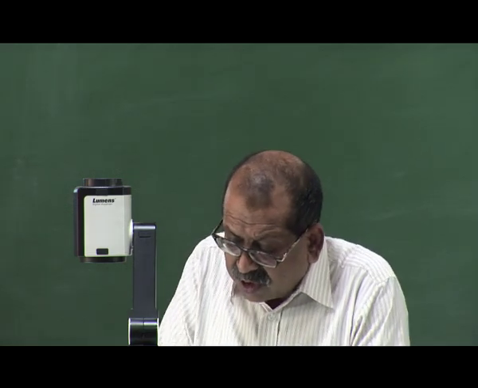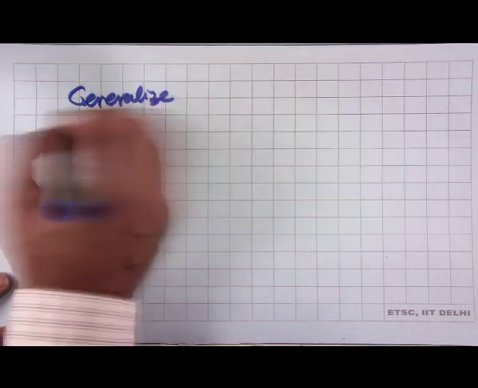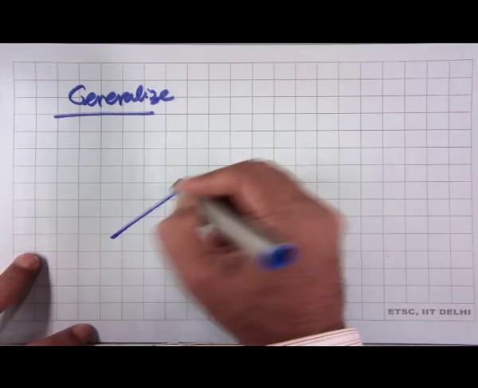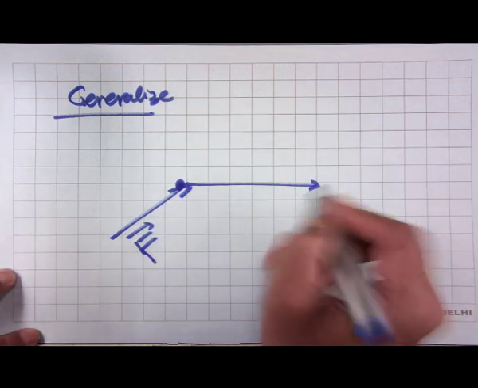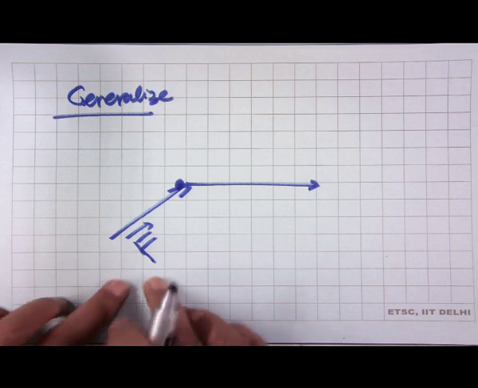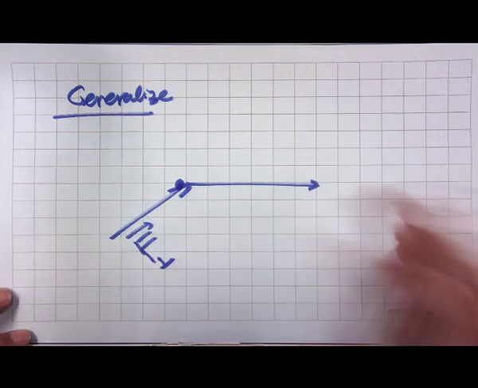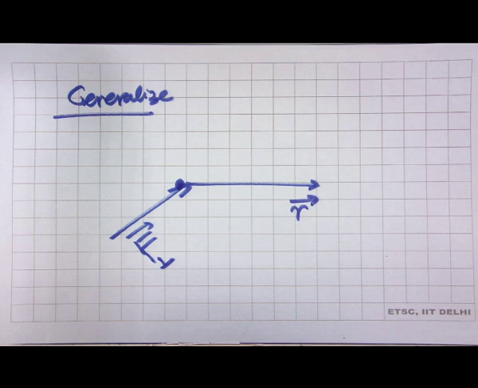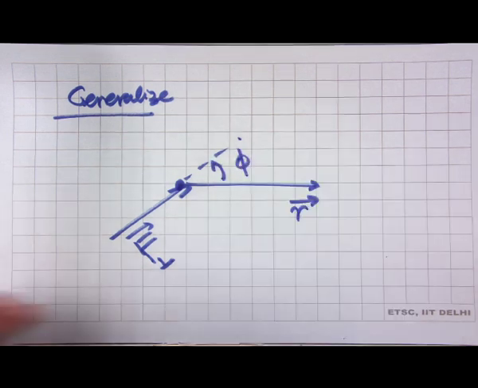Now, let us generalize this concept. We talked of a 1D case, and in a general case, let us say we have this particle on which the force F is acting, and there may be more forces acting. We are looking at the work done by this particular force, let us say F1. If the particle is moving like this, let the displacement of the particle be given by R, and the angle between the force F and the displacement R is phi.